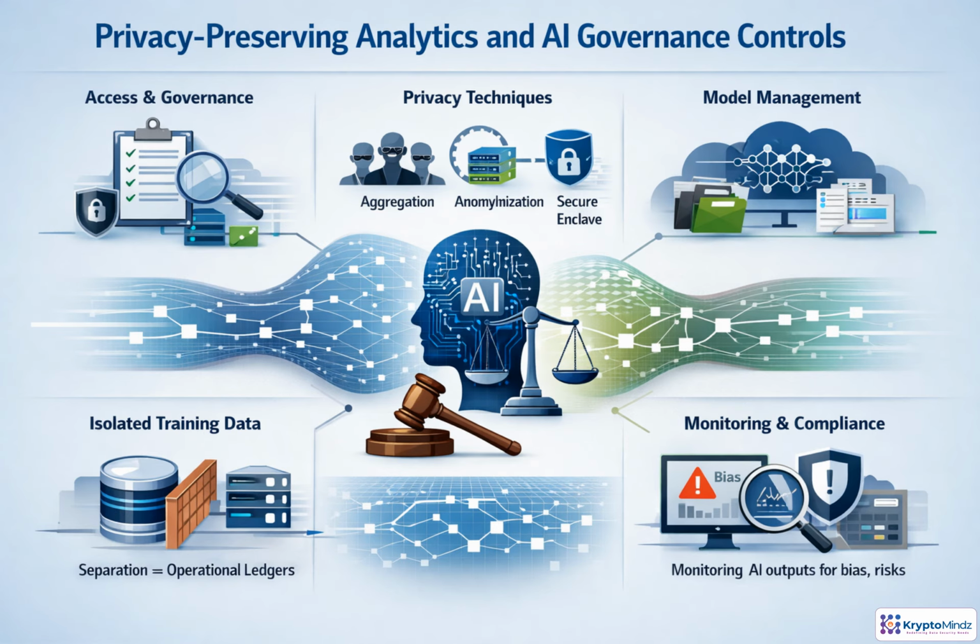Privacy-preserving analytics is not about blocking innovation. It is about setting guardrails for how data and AI are used. Start with access reviews, purpose checks, risk assessments, and approval records. Reduce exposure with techniques such as aggregation, anonymization, secure enclaves, federated learning, or synthetic data. Keep training datasets versioned and separate from operational ledgers. Finally, monitor model behavior for bias, leakage, weak explainability, and secondary use that was never authorized.